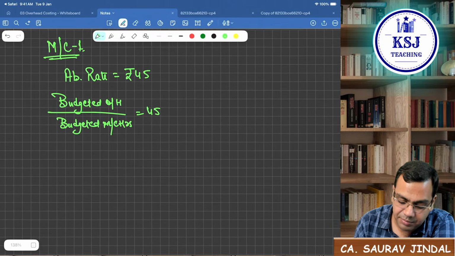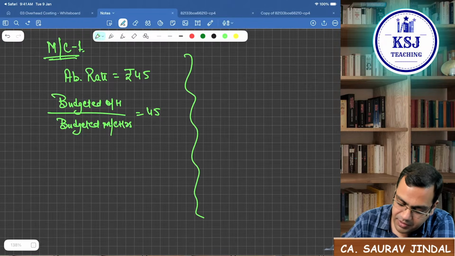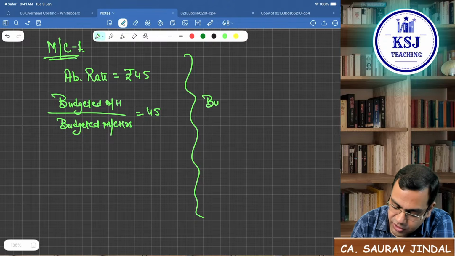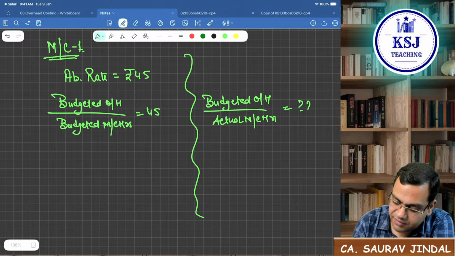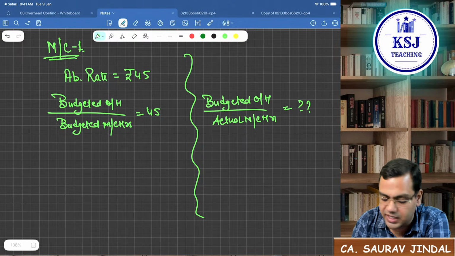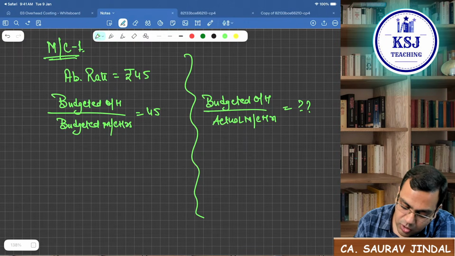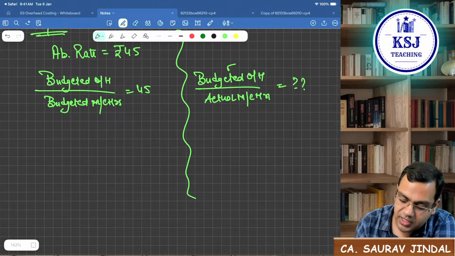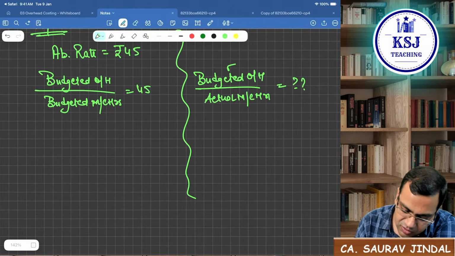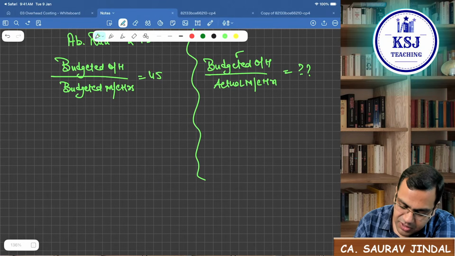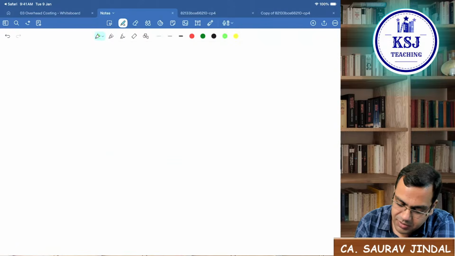Now for the supplementary rate, what do we have to do? For the supplementary rate, the rate should be calculated based on actual hours. So budgeted overheads divided by actual machine hours. Right? This is the rate that you have to calculate for the supplementary rate. Now we do not have the budgeted overheads here, without which we cannot calculate the rate. So we will calculate the budgeted overheads from budgeted machine hours.